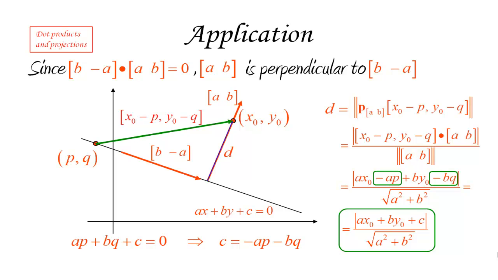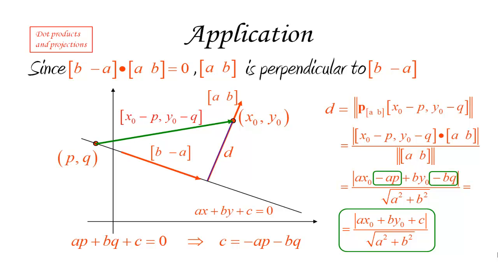So on the top, notice that we have the absolute value of what looks like the left side of the equation of the line, except that we're putting the coordinates of our point in there, and then we're dividing just by the square root of a squared plus b squared. Yeah, so it's a fairly simple formula.